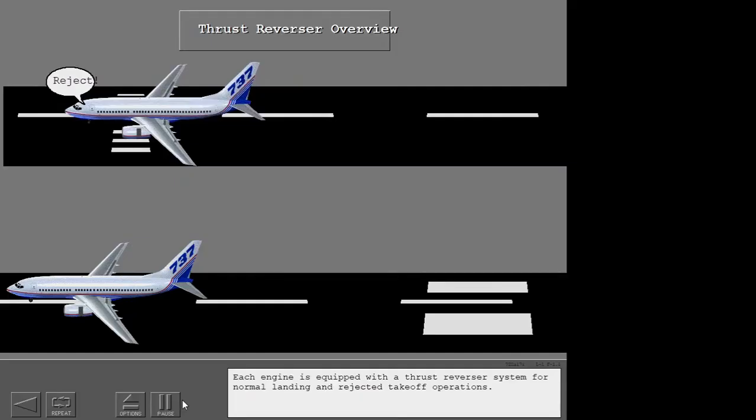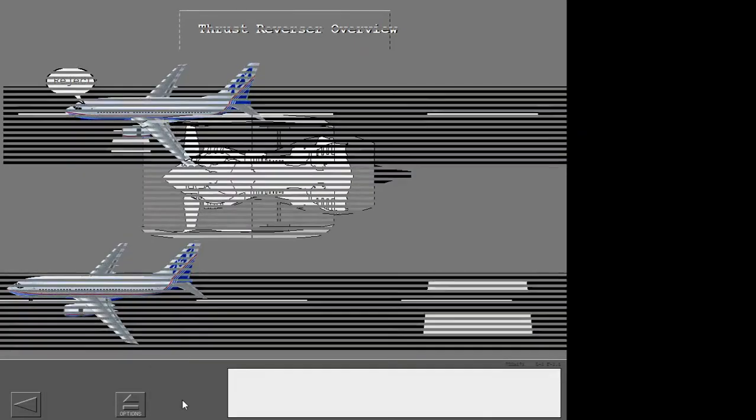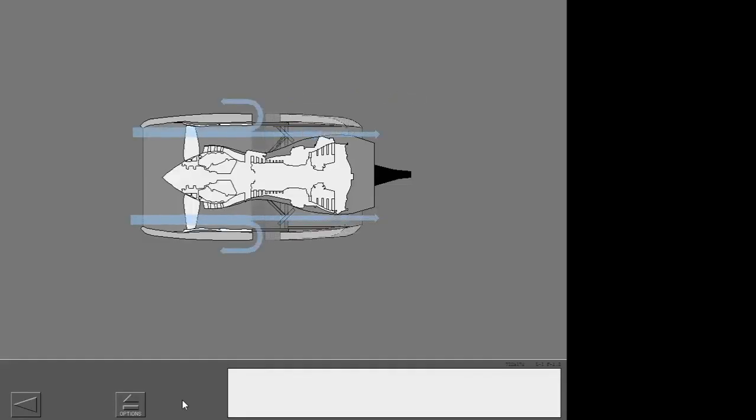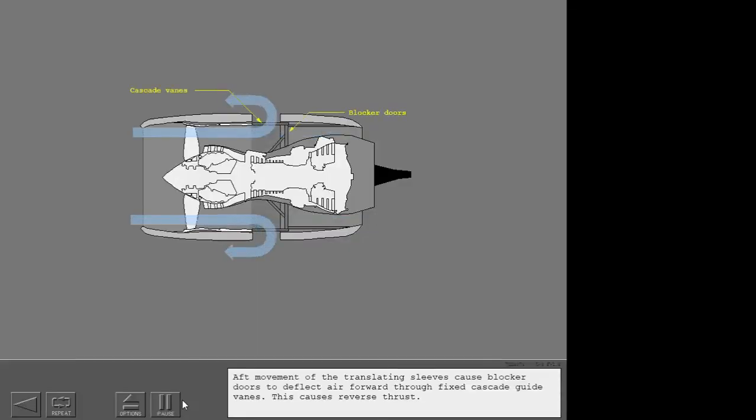Each engine is equipped with a thrust reverser system for normal landing and rejected takeoff operations. Each thrust reverser consists of a left and right translating sleeve. Aft movement of the translating sleeves causes blocker doors to deflect air forward through fixed cascade guide vanes. This causes reverse thrust.